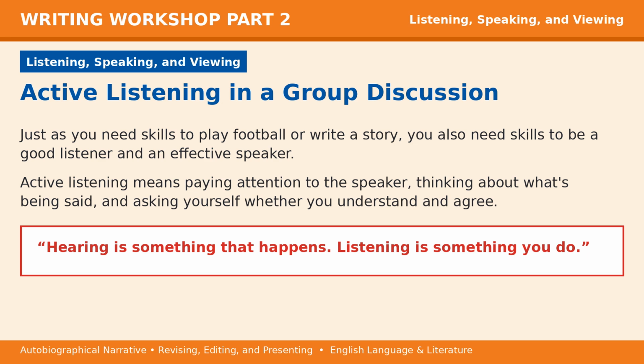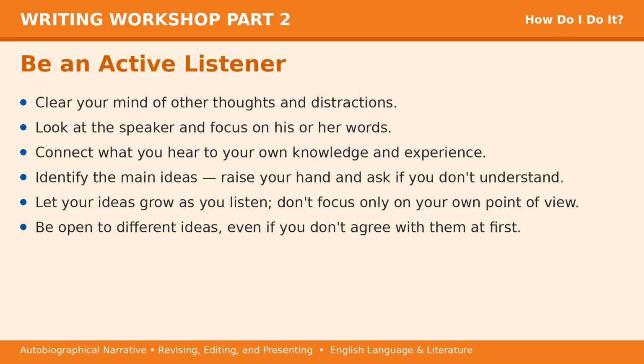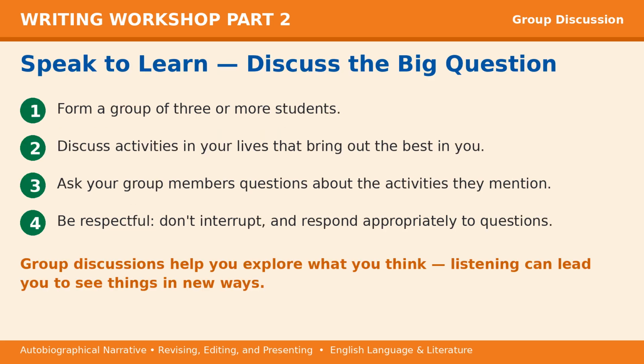That brings us to one final skill, active listening in a group discussion. Active listening means paying attention to the person speaking, thinking about what's being said, and asking yourself whether you understand and agree. Remember, hearing is something that happens, listening is something you do. Look at the speaker, identify the main ideas, ask questions when you don't understand, and be open to different points of view, without interrupting. One more tip from the lesson. Speak to learn, by discussing the big question in a group. Form a group of 3 or more students. Discuss activities in your lives that bring out the best in you. Ask your group members questions about the activities they mention, and be respectful of your group members by not interrupting when they are speaking, and responding appropriately to their questions.